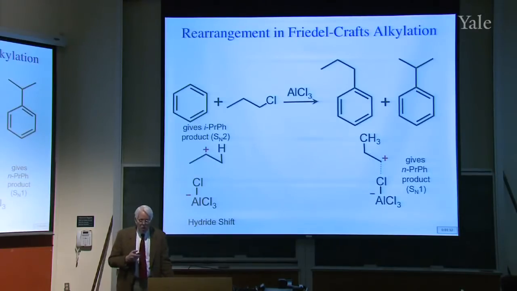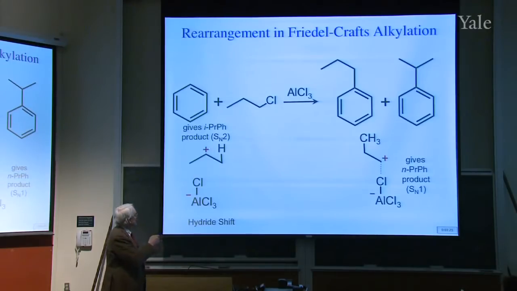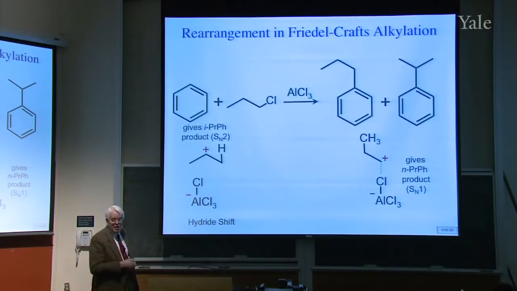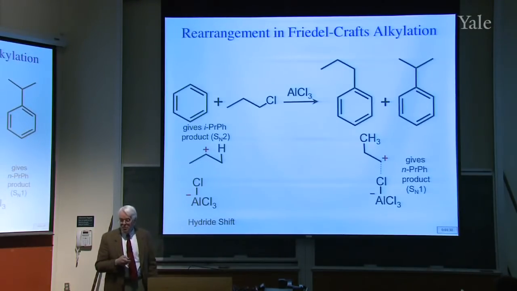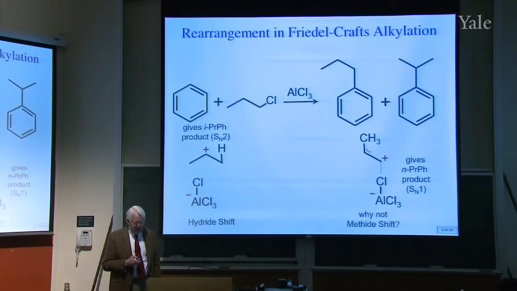Okay, so suppose it rotated, right, so that methyl was on the backside. Then what might you expect to happen? What happened over here to get the secondary cation? It was a hydride shift, right? What might you get now? A methide shift. And methides and hydrides rearrange at about the same rate. Okay, so why not do this, right? So why not do methide shifts? So what do you get if you do a methide shift?